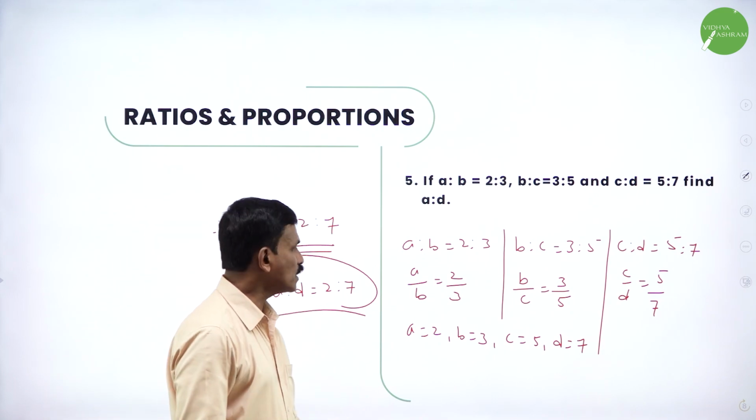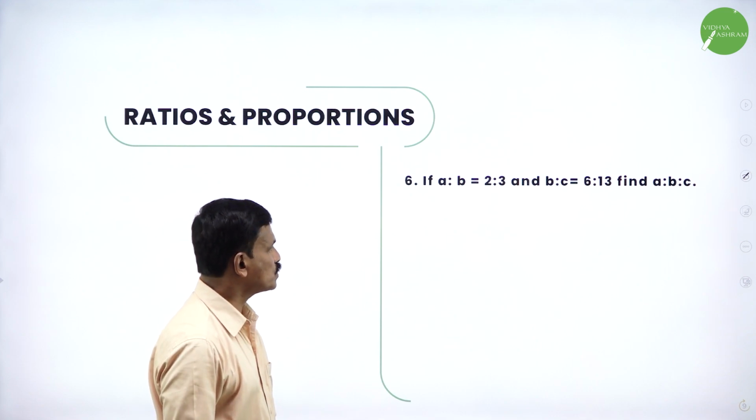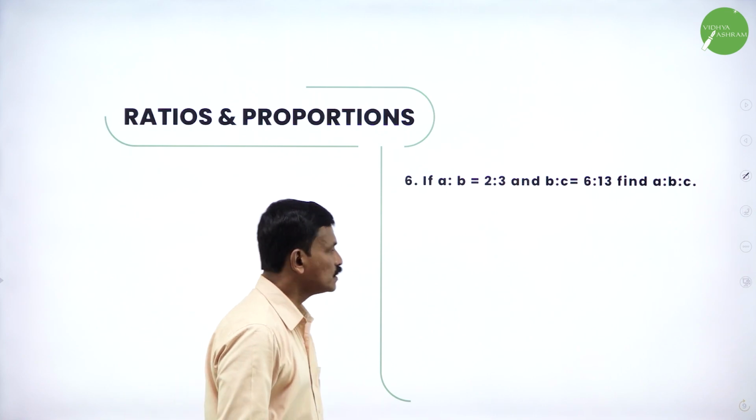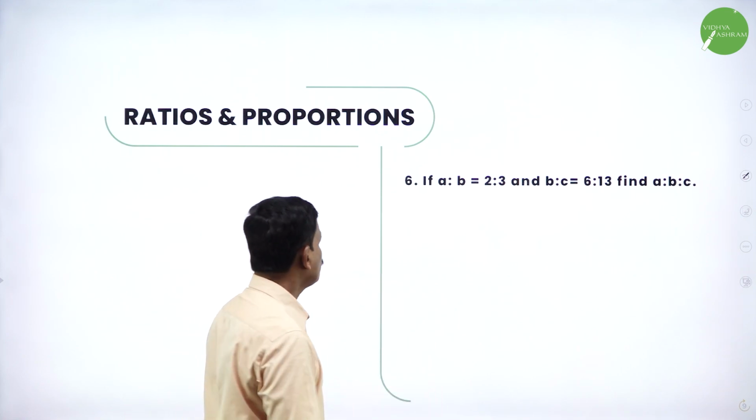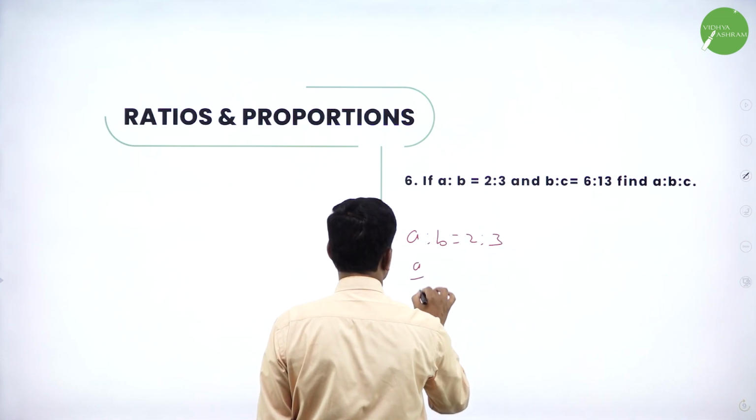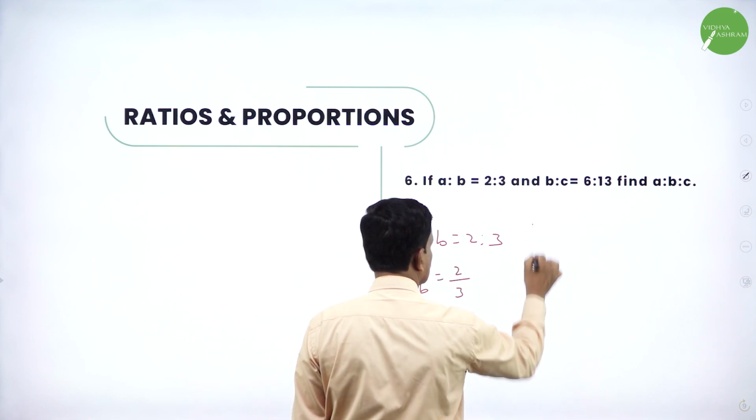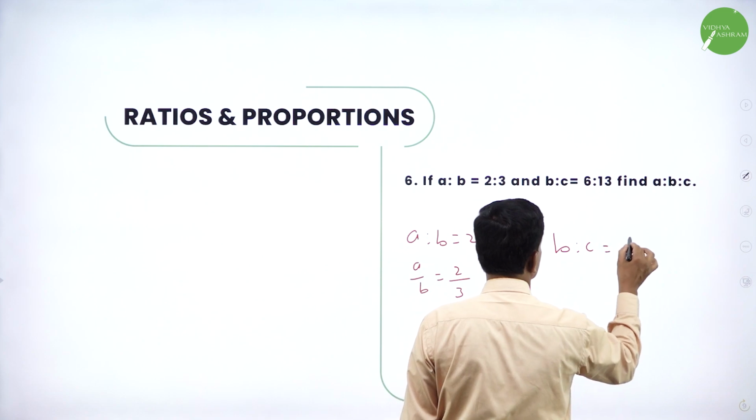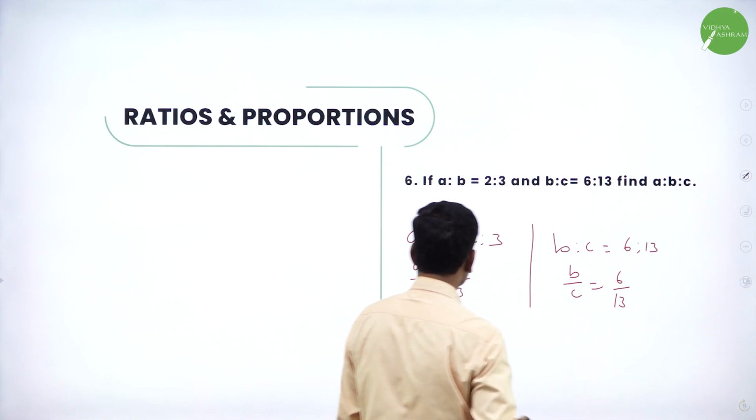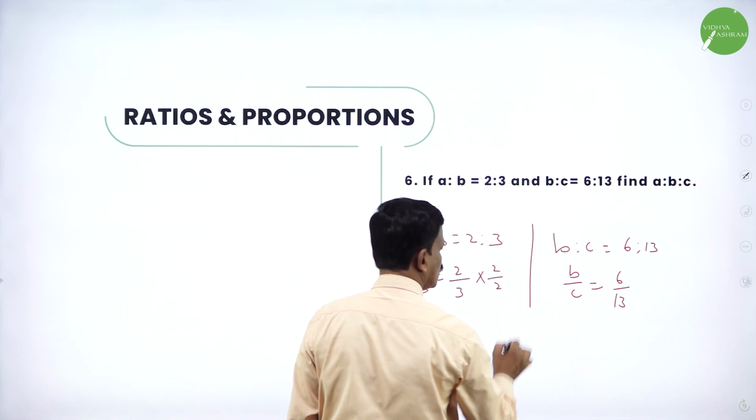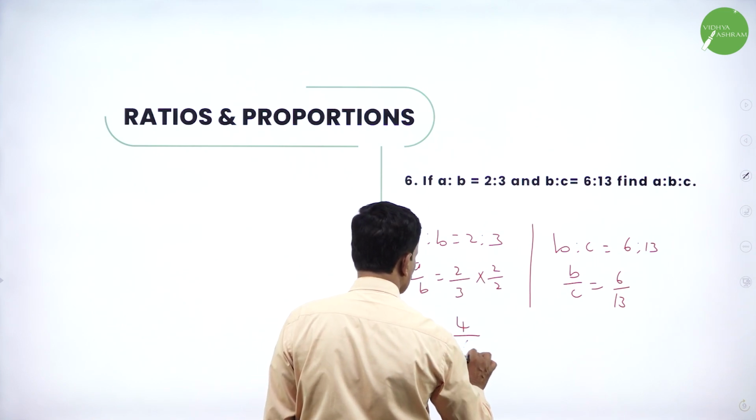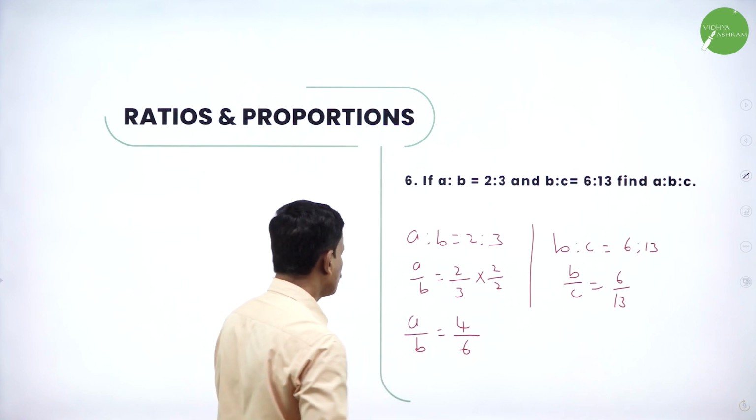Now, move on to a similar type of problem. If A is to B is 2:3 and B is to C is 6:13, find A is to B is to C. Now, what is given here? A is to B is equal to 2:3, so A/B = 2/3. Similarly, B is to C is 6:13, so B/C = 6/13. Now, just multiply both numerator and denominator by 2. Then we get A/B = 4/6.